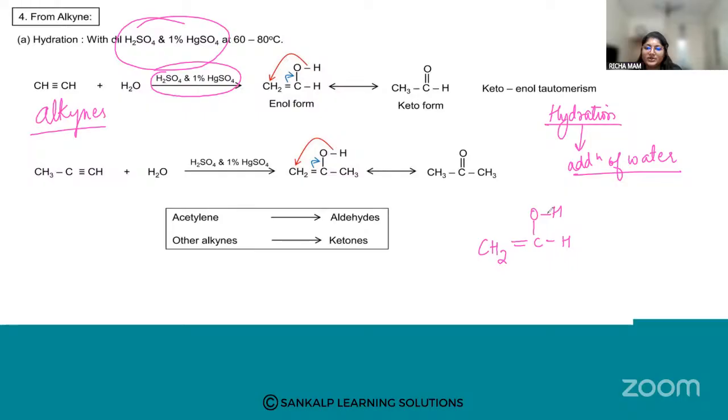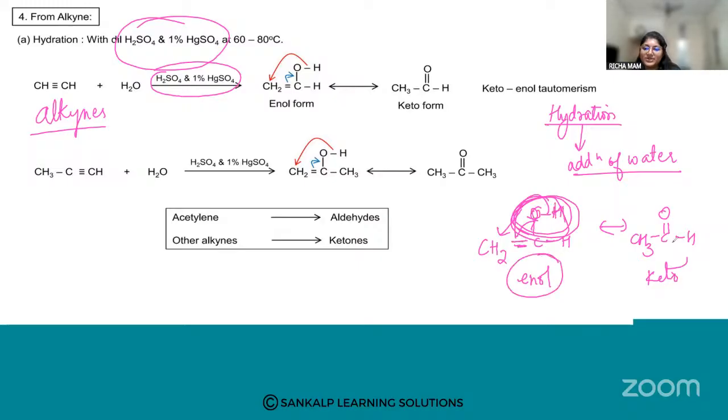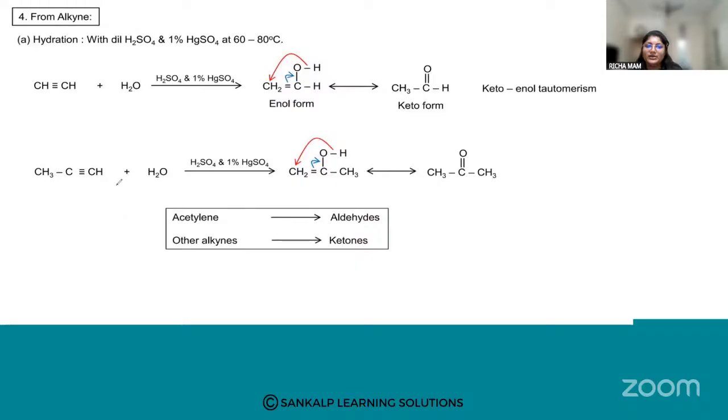What will happen? This will polarize this bond, this will polarize here and this will be here. So what am I going to get? I'm going to get CH3, C double bond O, H. So this is the enol form and this is the keto form. Enol means a double bond and an alcohol, OH, is present, and here only the keto group is present. So this is the example. We are doing hydration; we are putting a molecule of water.